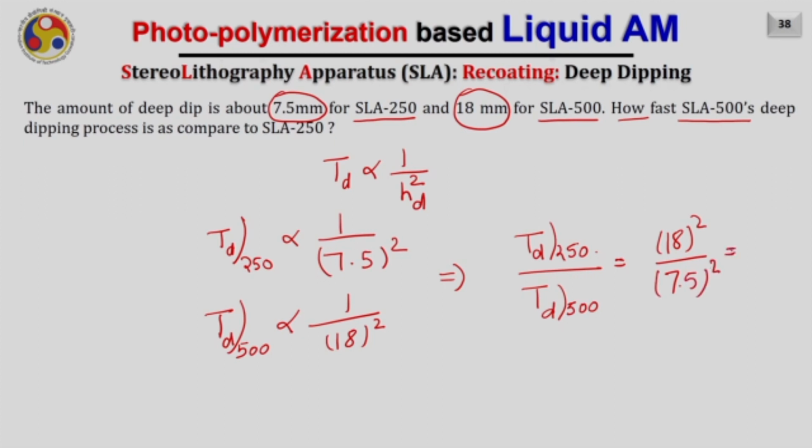and this ratio is coming to be around 5.76. So you can see that the time required to fill the depression in SLA 250 will be 5.76 times more than the time required to close the depression in SLA 500.